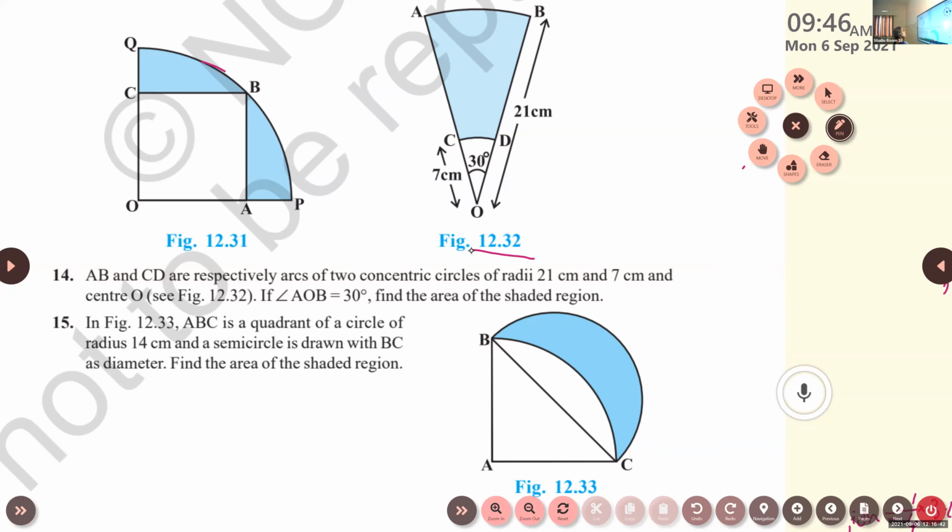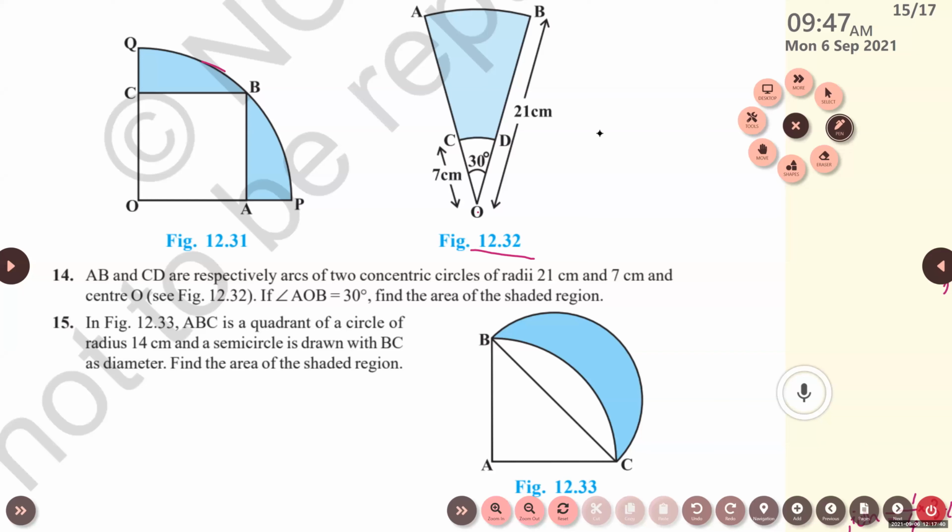We have two sectors, OAB and OCD. How will we find the shaded region? Area of shaded region will be, how can we find? Concentric circles means same center. Here only one center for both. How will we find the area of the shaded region? Area of triangle? Where is the triangle? Is there any triangle here?